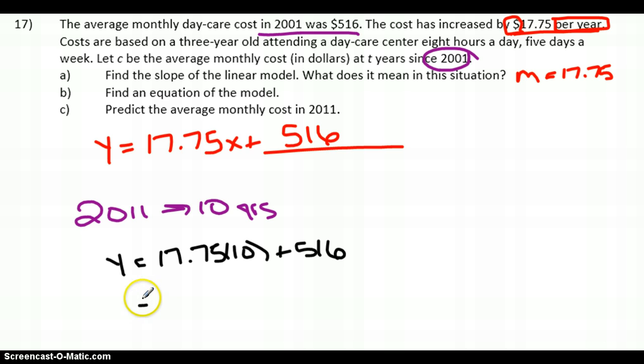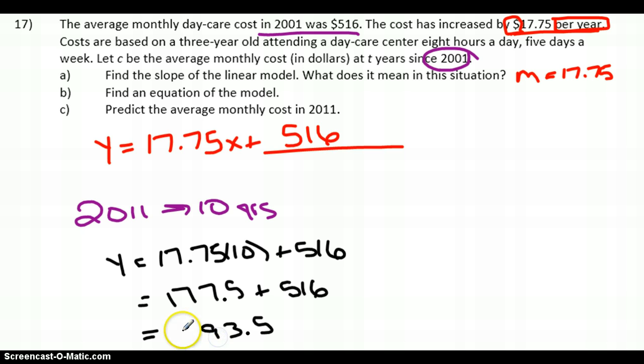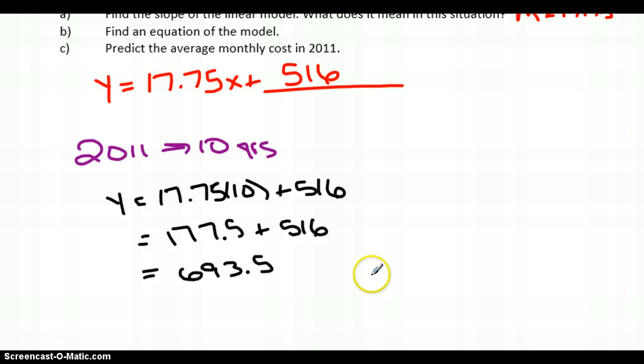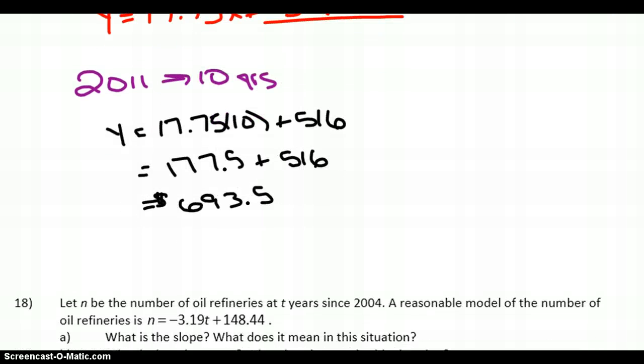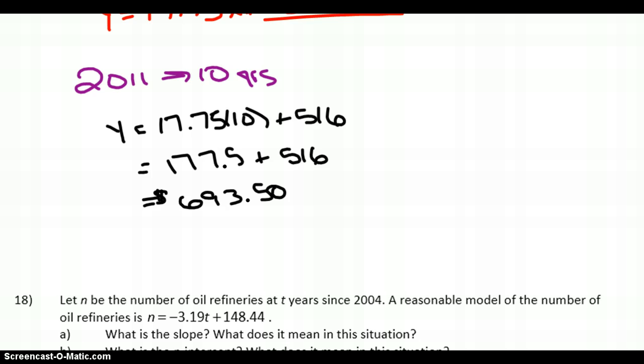I know that 17.75 times 10 is 177.5, plus 516. So I get 0.5, 13, carry the 1, 8, 9, 6. So the average monthly cost in 2011, I'll put my dollar sign on there, is $693.50.